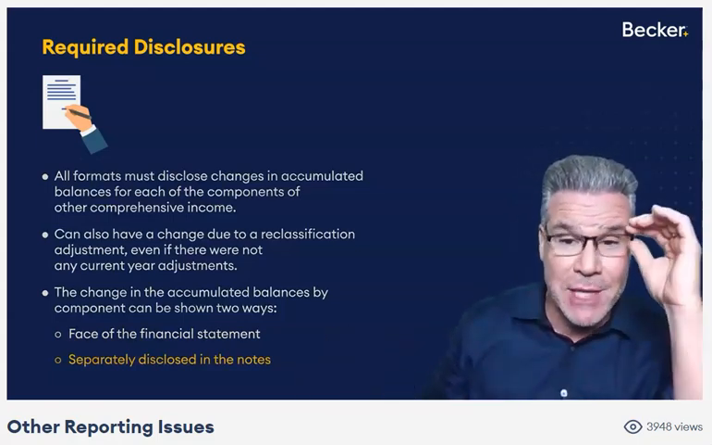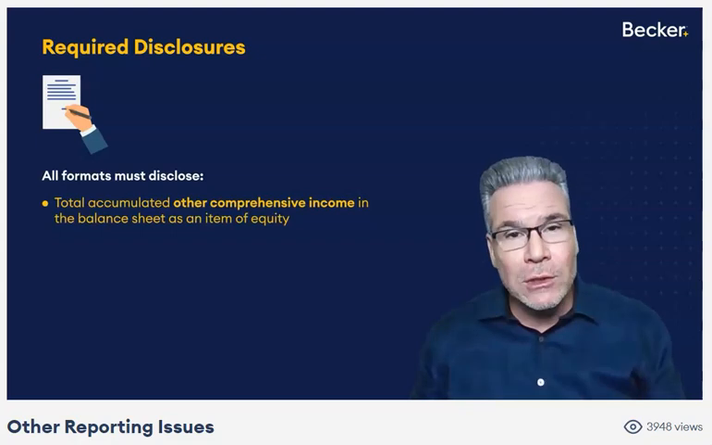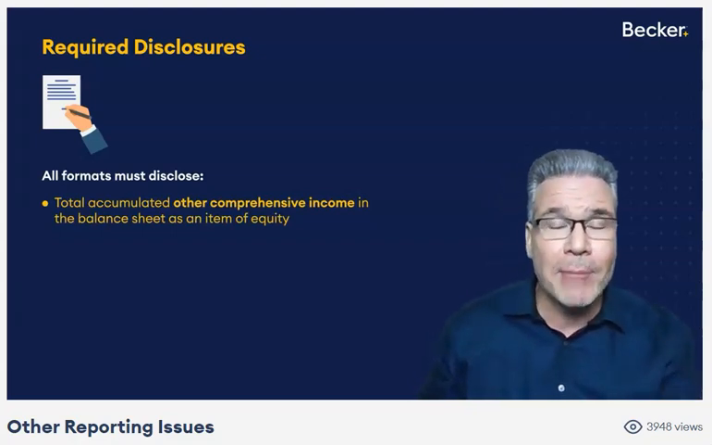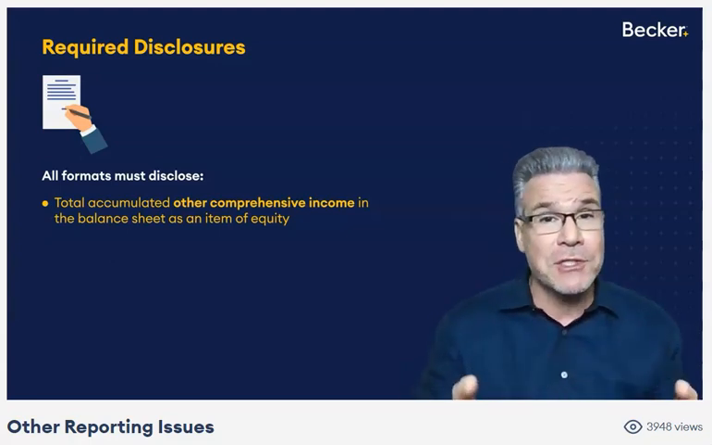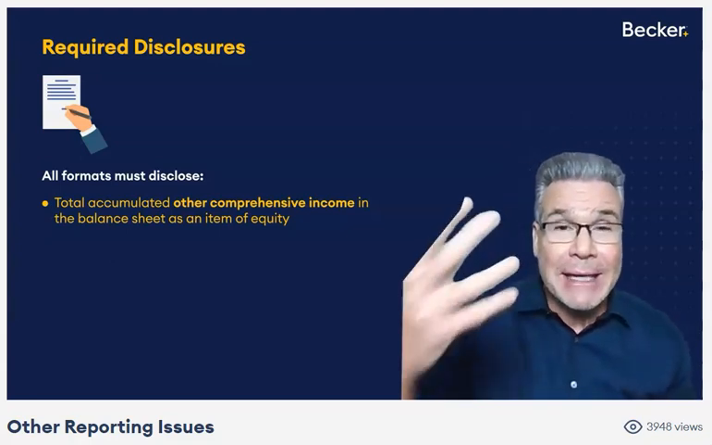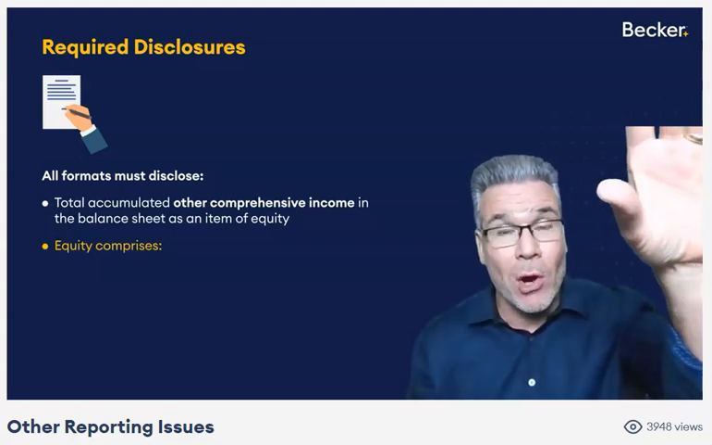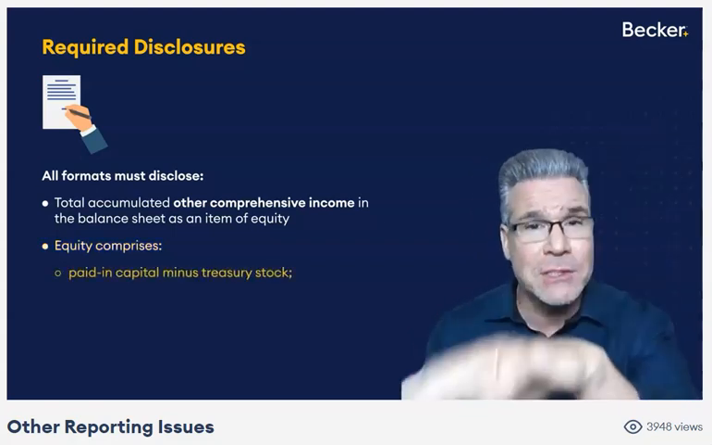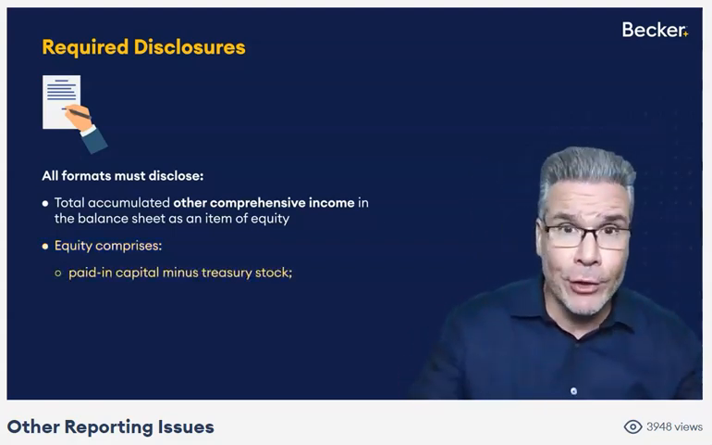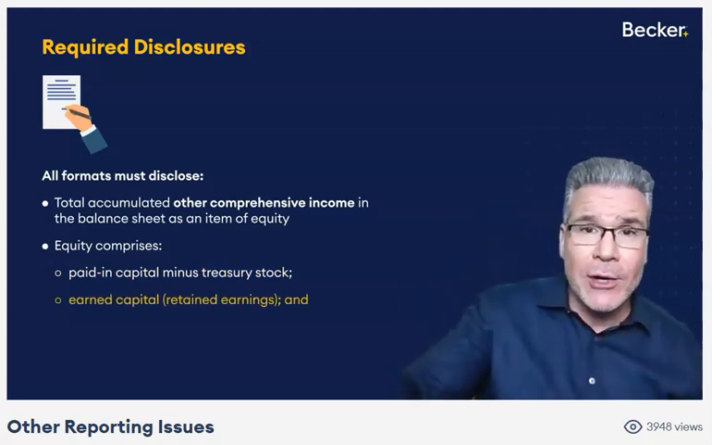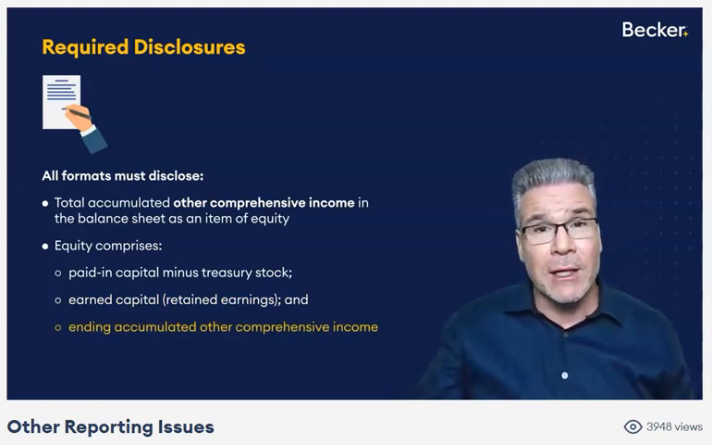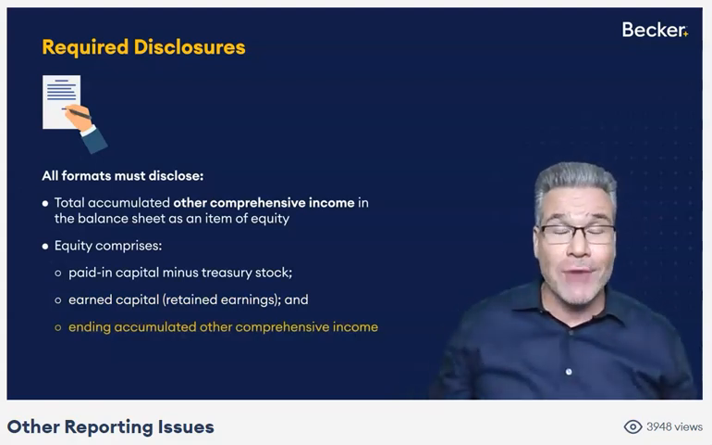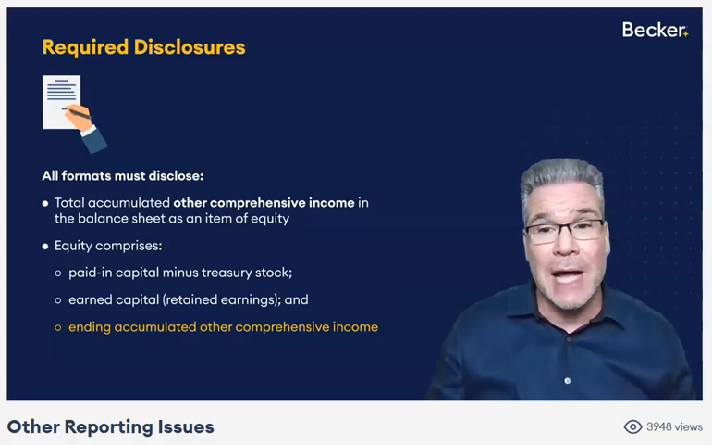So you have a lot of options there. Now, the total accumulated other comprehensive income, that's part of the balance sheet, that's part of stockholders' equity. So your stockholders' equity, you've got your paid-in capital, right? Your stated capital at par, and then you have your paid-in capital in excess of par. Then you have your earned capital, your ending retained earnings, as well as your ending accumulated other comprehensive income. And then if you have any treasury stock, right, that's contra equity, that'll reduce your stockholders' equity, right?